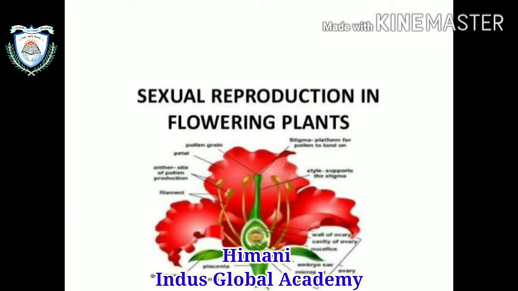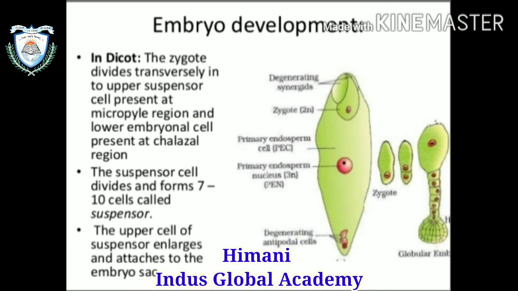Welcome to my next lecture, grade 12, chapter Sexual Reproduction in the Flowering Plant. Now we will discuss embryo development. In angiosperms, there are two types of plants, monocot and dicot. Dicots have two cotyledons.